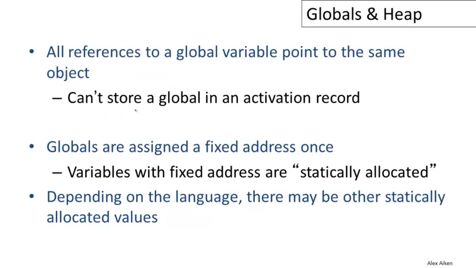And for this reason, we can't store a global variable in an activation record, because the activation record, of course, is deallocated when the activation completes, and that would deallocate our global variable. So the way global variables are implemented is that all globals are assigned a fixed address once, and these variables with fixed addresses are said to be statically allocated because they're allocated essentially at compile time. So the compiler decides where they're going to live, and then they will live there in all executions of the program. And depending on the language, there may be other statically allocated values, and we'll actually see some later on, but they behave just the same as global variables.